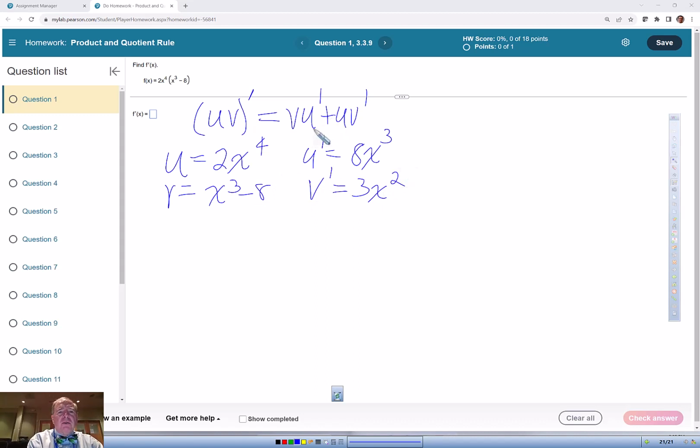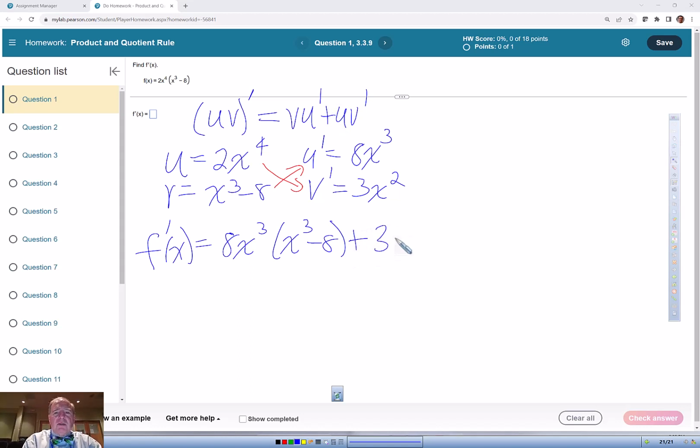I'm now going to follow the rule, and the way I think of it is cross multiplying. This way, then this way. So to cross multiply this way, I get f prime of x equals, now because this has subtraction in it, I'm going to put the 8x cubed in front. So 8x cubed times x cubed minus 8, then plus, because that's what the rule says, 3x squared times 2x to the fourth.